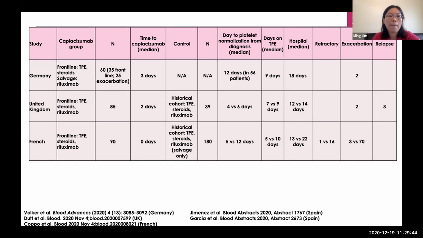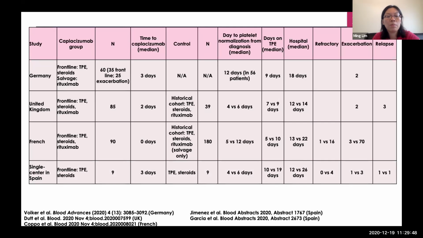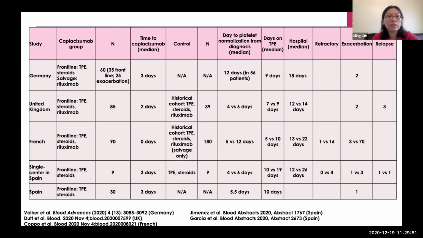And during ASH, there were 2 more abstracts published, both in Spain. I'm not going to list them here. The first one was a single-center study where they looked at 9 patients in the eculizumab group and 9 patients in the traditional group. And as you can see with the numbers, it's always shorter in the eculizumab group. So it's somewhat reassuring that the real-world evidence of the use of eculizumab mimics the clinical studies.